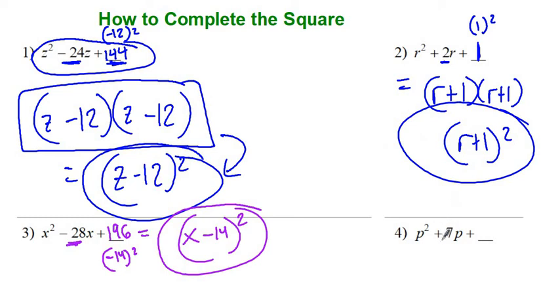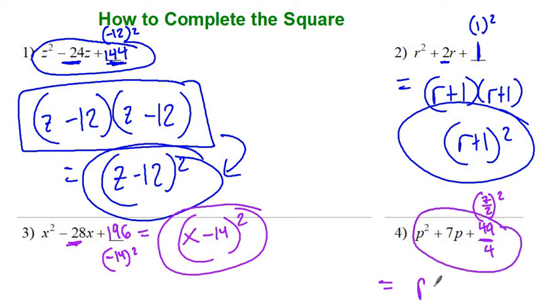This one's a little bit trickier because we don't have a nice even number like we had before, but we'll do the same thing. Half of 7 is 7 halves, or 7 over 2. And I recommend that you keep it as 7 over 2. Don't change it to a decimal. It's going to make it harder when you have to square it. So how do you square a fraction? Just do the top squared. 7 squared is 49, and the bottom squared, 2 squared, is 4. This is now a perfect square. What does that factor to? It factors to p plus, and then half of this number is what goes here. So half of 7 is 7 over 2. That's now a perfect square. In the next video, I'm going to show you how to use that process to actually solve a problem using what's called completing the square.